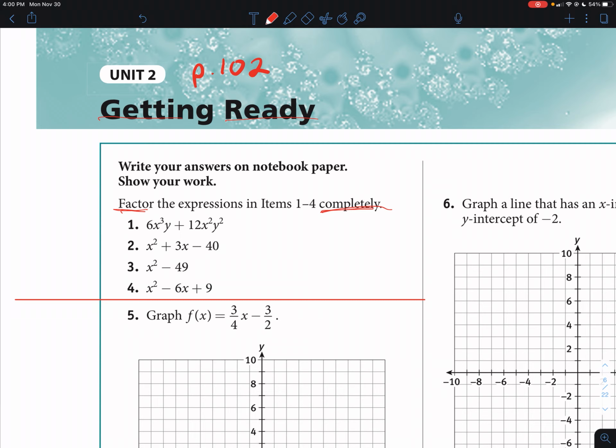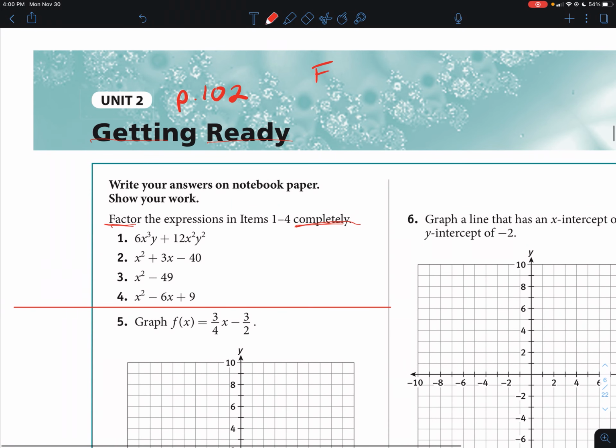Whenever you see factor, factor means to rewrite something in terms of its factors. So we're going to factor 24, for example. We're going to factor it completely. Factoring is really referencing multiplication. Basically, what numbers can we multiply together to get 24? 2 times 12.